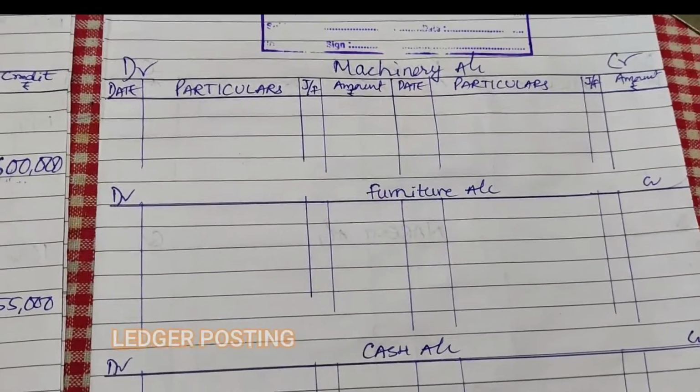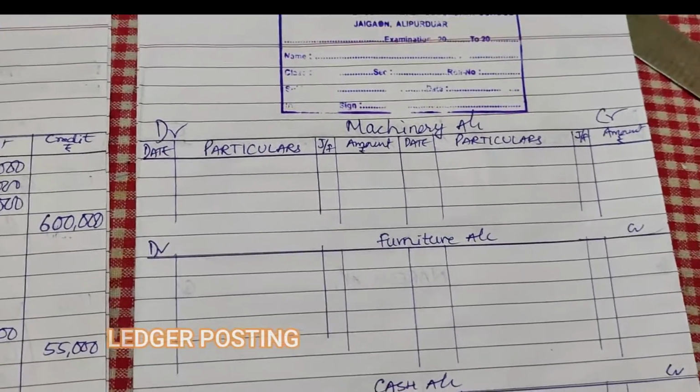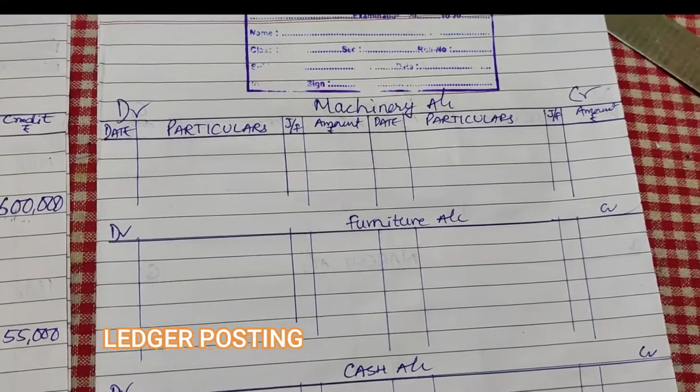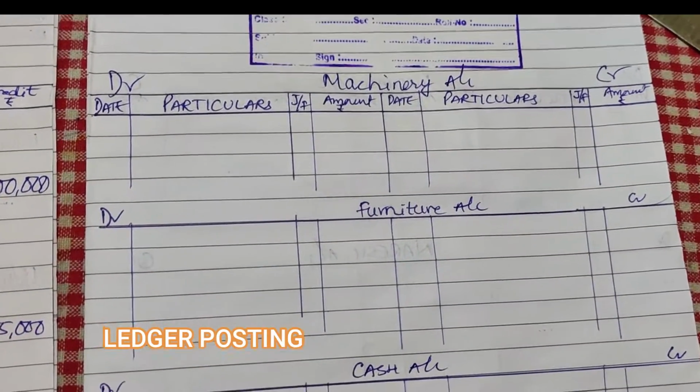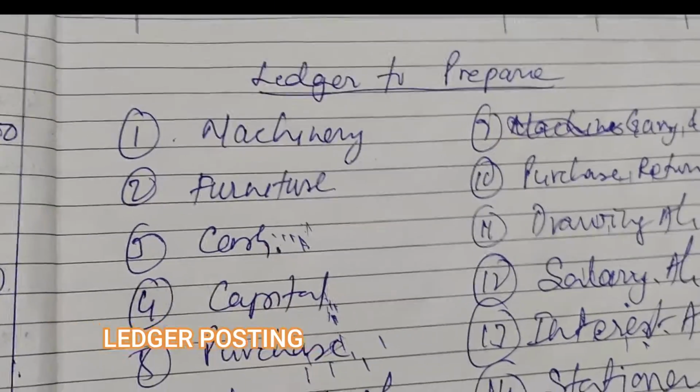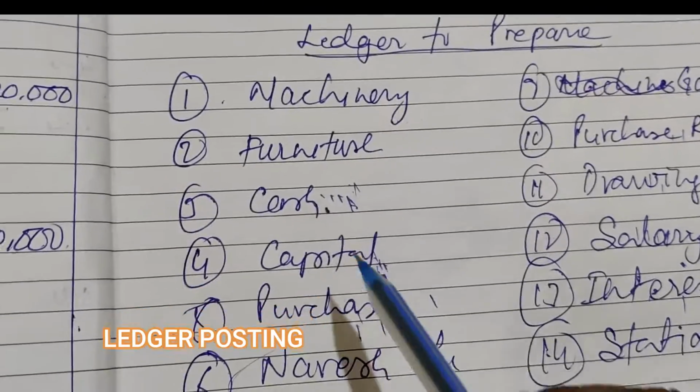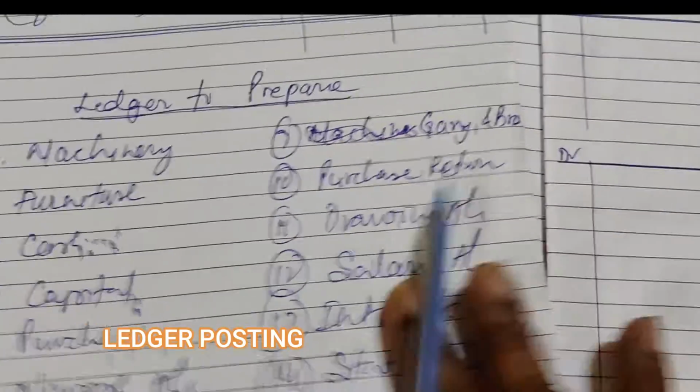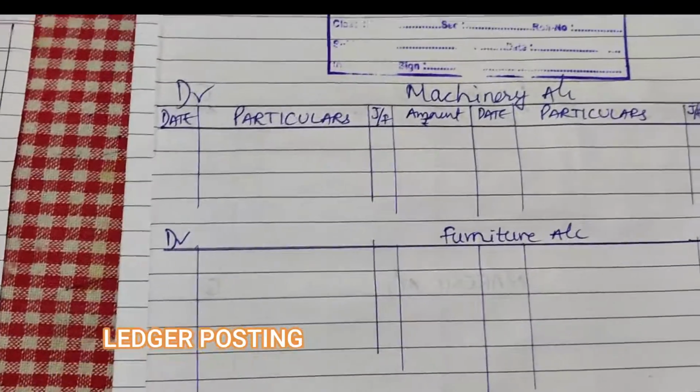Now, children, after the preparation of the journal, we are moving to prepare the ledger. I have already made the ledger format. These are the ledger accounts we have to prepare: machinery account, furniture account, cash account, capital account. I have made them here in the same sequence.